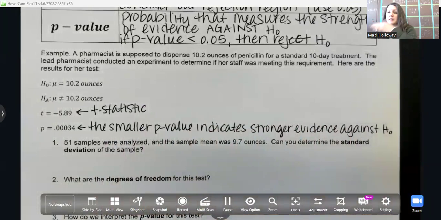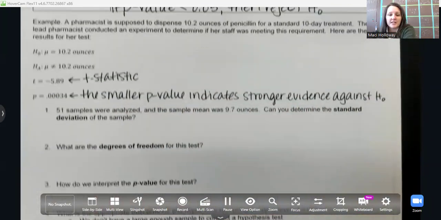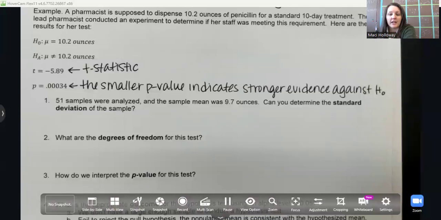So it's not looking good so far just by looking at these numbers, right? But let's determine exactly what happened. So he analyzed 51 samples and the sample mean was 9.7. Can you determine the standard deviation of the sample? Well, yes, we can. Even though we don't have the standard deviation, we can work backwards, right?